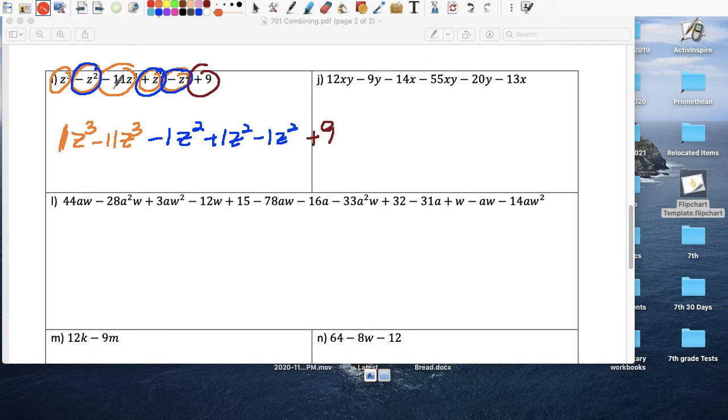Combine like terms. Well, it's going to be z cubed, right? And then we combine 1 minus 11. And 1 minus 11 is negative 10. Over here in the blues, it's z squared, right? So I'm going to write z squared. And I'm going to do minus 1 plus 1, which is 0. And then minus 1 again. Negative 1 plus 1 minus 1. So that gives me negative 1. And then the plus 9.